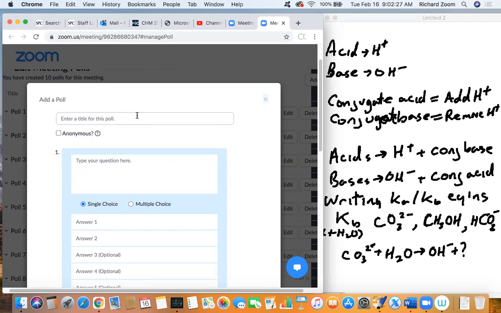10, 9, 8, 7, 6, 5, 4, 3, 2, 1. Okay, I'm going to end the poll here and share the results. So the answer is HCO3 negative. It's interesting how it always seems to be 9 or 10 people who are getting these right. I think it's the same 9 or 10 people, to be completely honest, and the rest of you are still struggling with this. I think you're guessing.